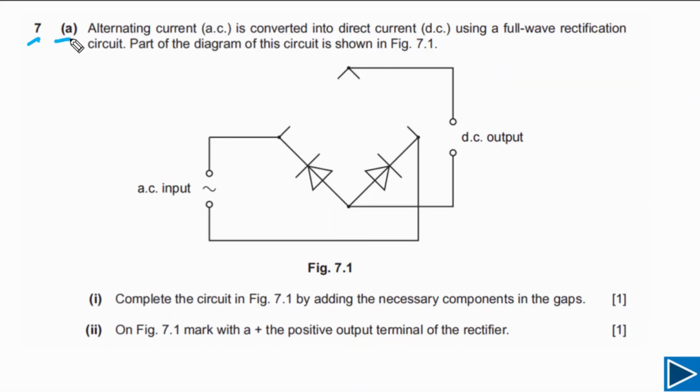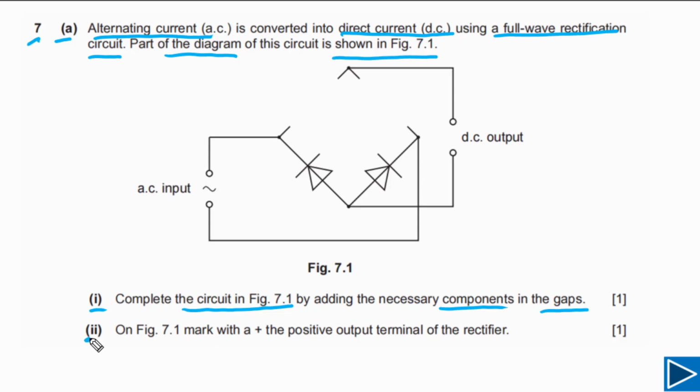For question number 7, part A, it is given that alternating current is converted into direct current using a full wave rectification circuit. Part of the diagram of the circuit is shown in figure 7.1. For part A, we need to complete the circuit in figure 7.1 by adding components in these gaps. We also have to use a plus sign to mark the positive output terminal of the rectifier. This is a typical question, and you will see it in many past papers.